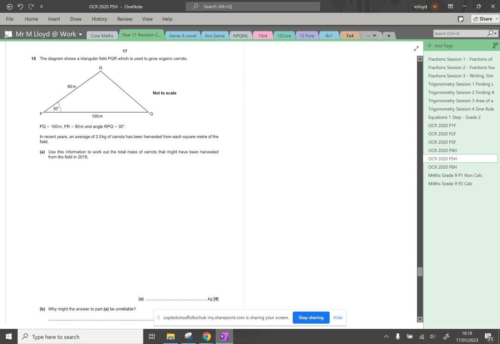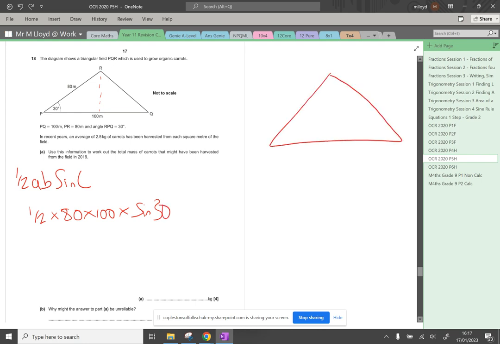The problem we've got is we don't have the height of this triangle, but we can use a half ab sin C to work that out, which is going to be a half times 80 times 100 times sin 30. So we need to know what sin 30 is worth. Here is an equilateral triangle. I'm going to split that down the middle so that we've got a base of 1. This angle is 60, this is 30, and that's my perpendicular.